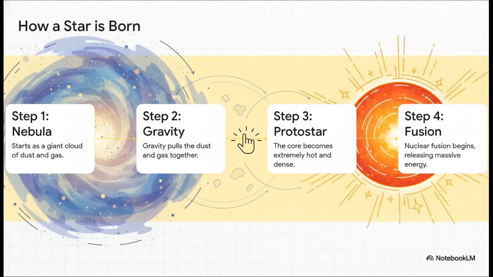So, how did our sun even get here? It all kicks off with something called a nebula. Just picture a gigantic cloud of dust and gas floating in space. Then gravity, the hero of this story, starts to work its magic, pulling all that stuff together. As it all collapses inward, it gets hotter and denser and forms what we call a protostar. And when the pressure and temperature in the core get ridiculously high, boom! Nuclear fusion kicks in and a star is officially born.